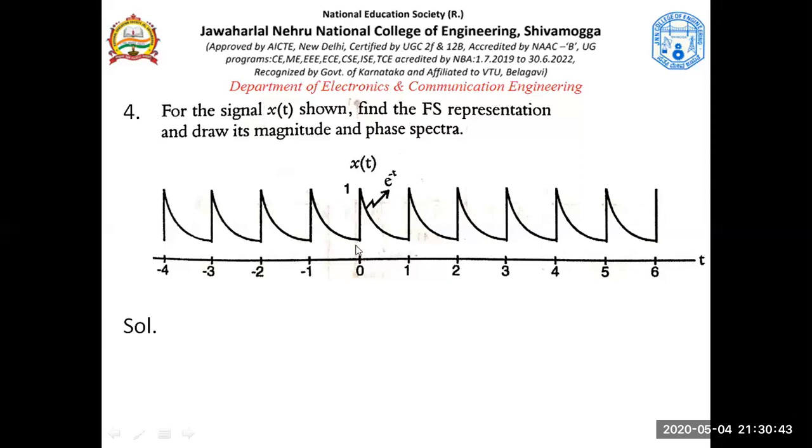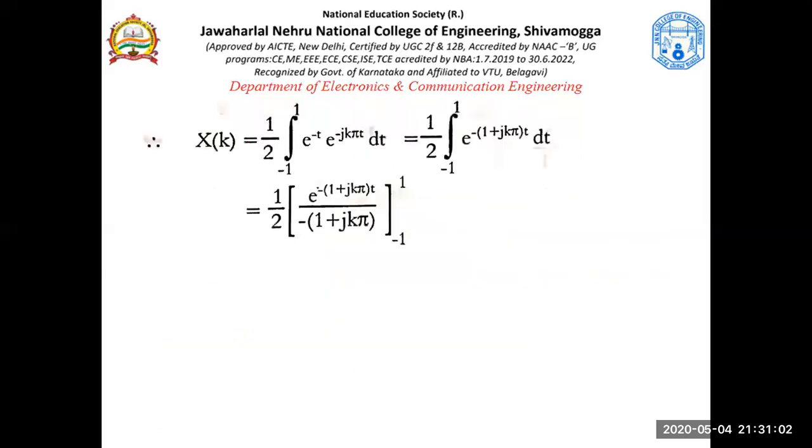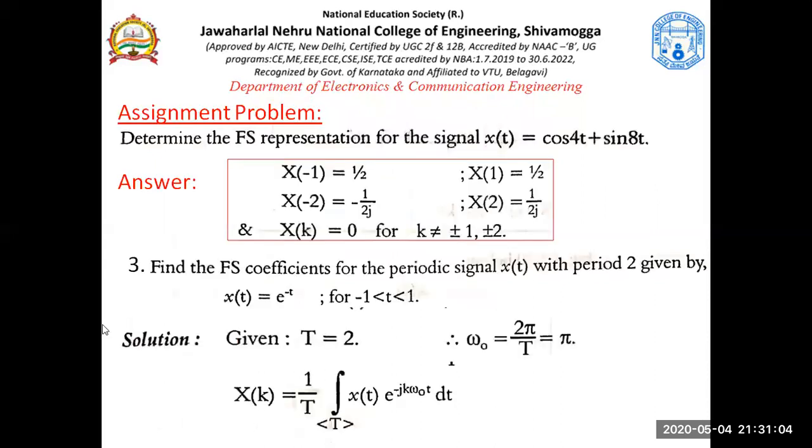What is t here? It is 0 to 1. So x of t is e power minus t from 0 to 1. So that is it. How is it different from the previous problem? There is just one difference, that is in the period where that repetitive pattern exists. In the previous problem, e power minus t, let's go there and see. In this problem, e power minus t is existing from minus 1 to 1. So period is 2.